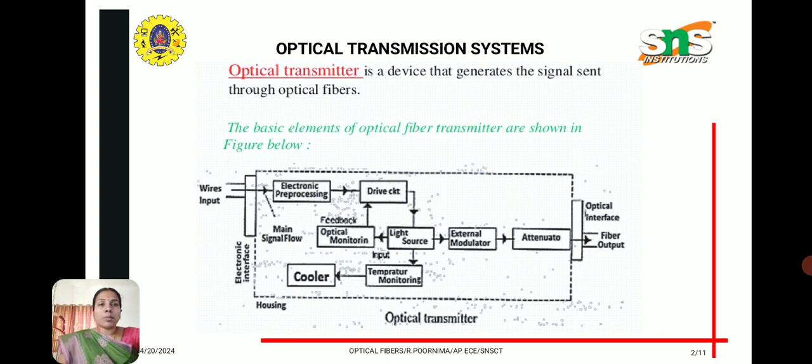The basic elements of the optical fiber transmitter are shown in this diagram. Here we have electronic pre-processing and driver circuit, and then the optical monitoring and light source, external modulator and attenuator, and temperature monitoring. So these are the important elements of an optical transmitter circuit, where it converts the information signal, which is an electrical signal, into an optical signal.